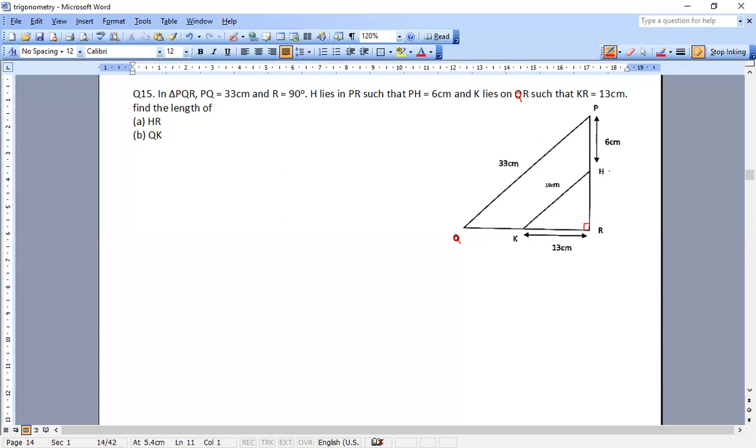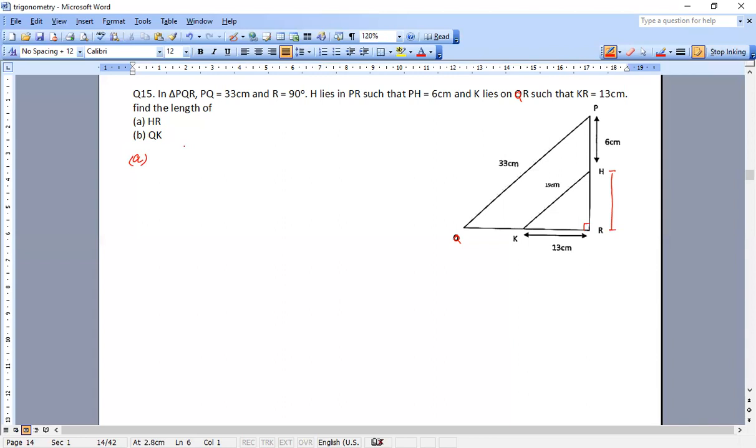First of all, we have to find the length from H to R, which is HR. HR is the side of this right angle triangle. I'm going to consider the triangle HRK only. I have the lengths of two sides and have to find the third. Since it's a right angle triangle, we use the Pythagoras theorem: hypotenuse square is equal to base square plus perpendicular square.